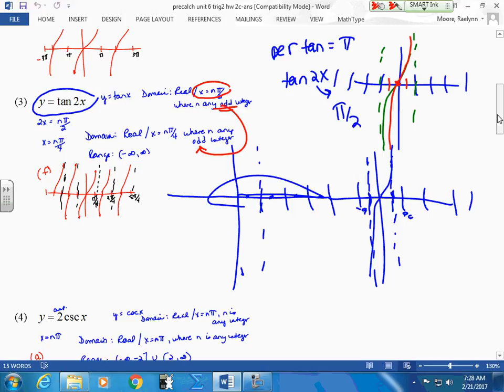Set this equal to this guy. So 2x is equal to n pi over 2. Cross multiply and then divide by 4. Do you see it? Isn't divide by 4 every 45 degrees? Or every 45 degrees where it's an odd integer. So 1 pi over 4, 3 pi over 4, 5 pi over 4. We did the negative 1 pi over 4.